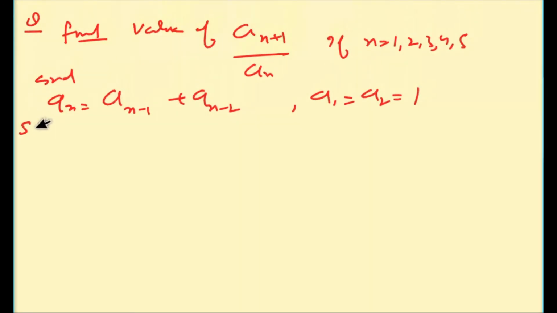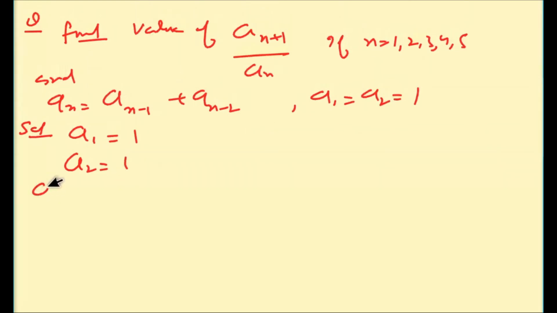So now, using all these conditions, we have to find the value of this for n equal to 1, 2, 3, 4 and 5. Right, students? So first we use this one: a1, we know that this is 1. Now a2, we know this is 1.